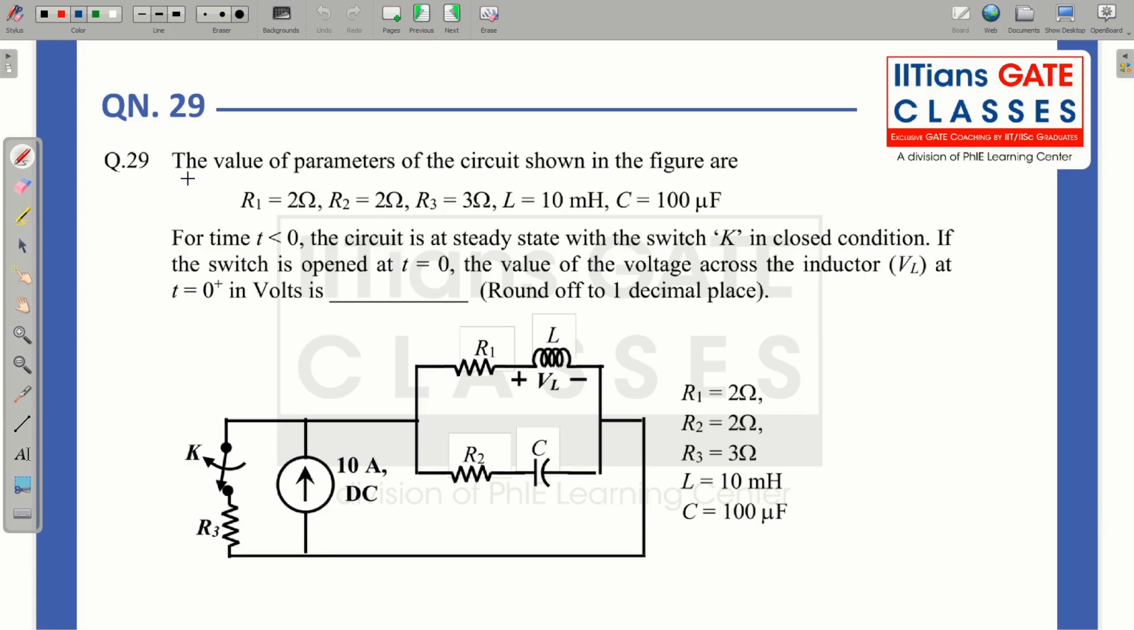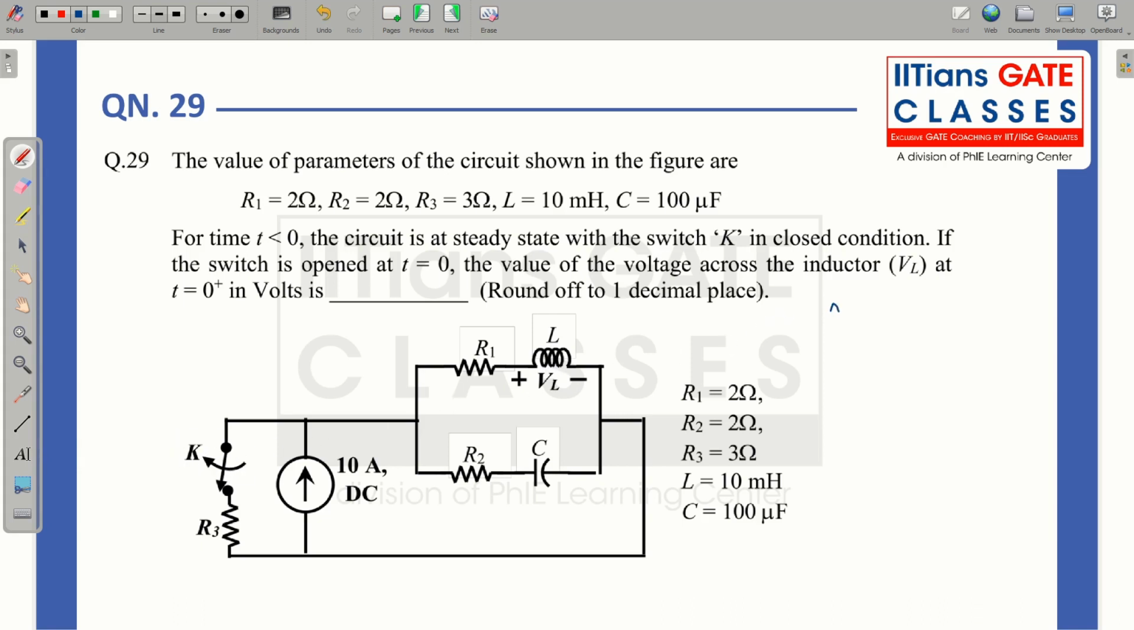So the first question that was asked is: the values of the parameters of the circuit shown in the figure are R1 is 2 ohm, R2 is 2 ohm, R3 is 3 ohm, L is 10 millihenry and C is equal to 100 microfarad. For time t less than 0, the circuit is at steady state with switch K in closed condition. If the switch is opened at t equal to 0, find the value of the voltage across the inductor VL at t equal to 0 plus. That means the inductor voltage just after this switching.